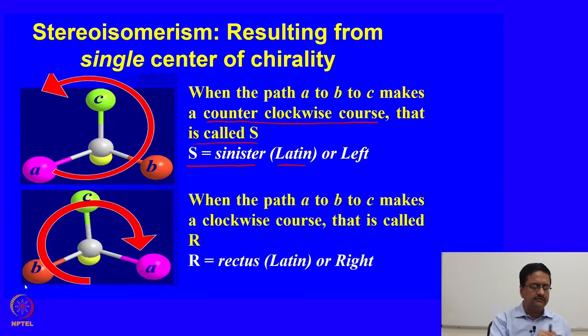If I take the second molecule in the same orientation, what you can see is that 1, 2, 3 is now a clockwise rotation. 1, 2, 3 being in clockwise rotation, we call it rectus in Latin, which essentially means right. So clockwise rotation from priority 1, 2, 3 makes it R, and anticlockwise rotation makes the nomenclature S. So we identify stereoisomers by writing R or S with the chiral center.